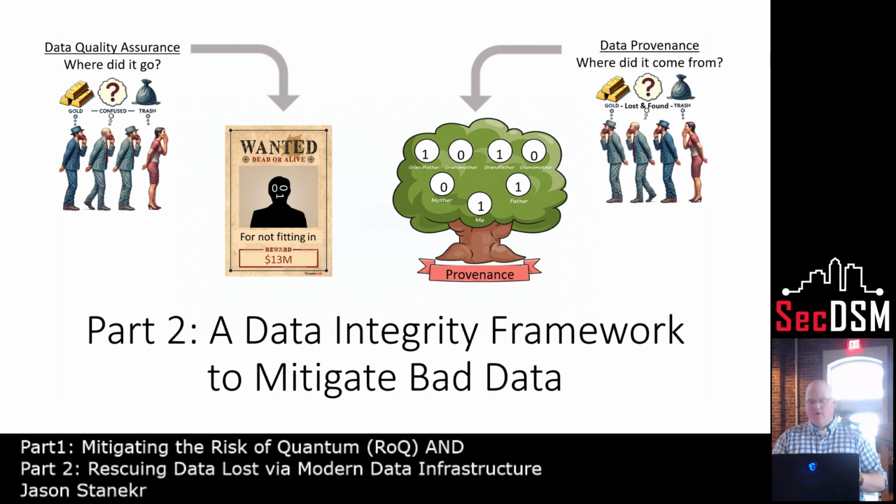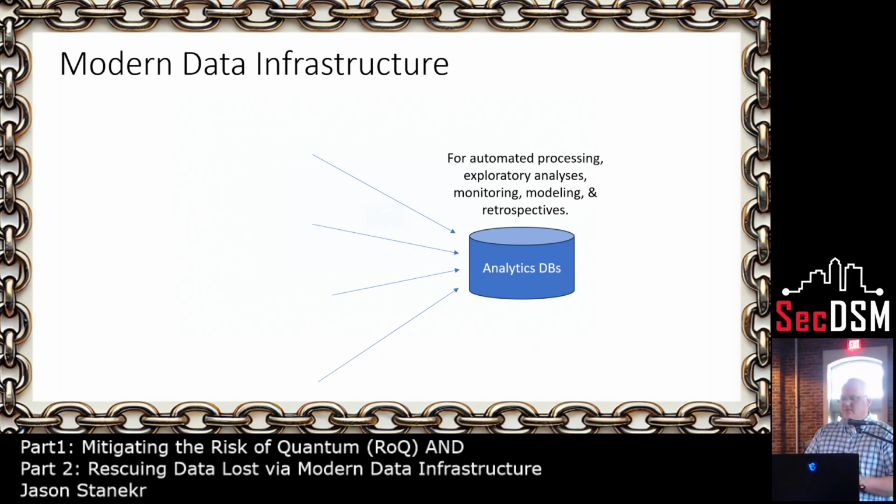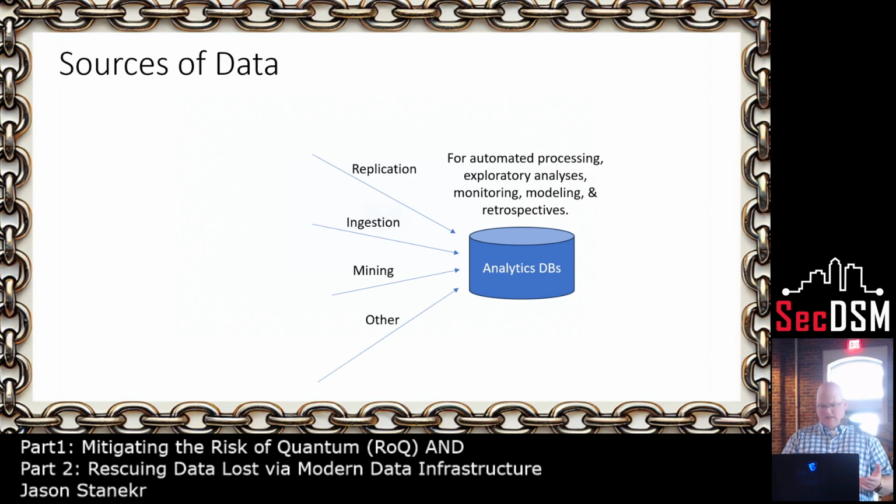One thing that organizations have been doing to embody this FAIR acronym is to bring the data together and put it in an analytics repository or database. So let's talk about some of the ways that we get data into an analytics repository. Some of the approaches include replication, ingestion, mining of data, and there are other ways too. And there are also lots of different data sources.